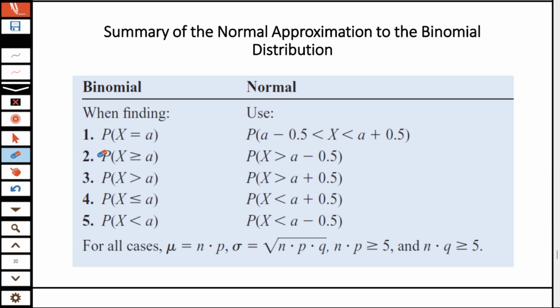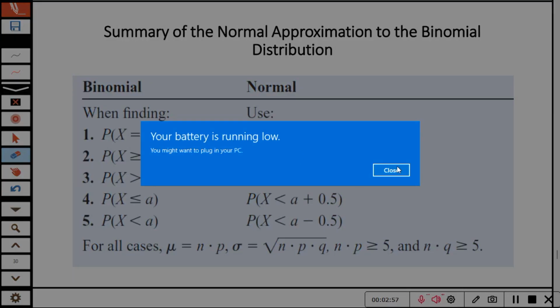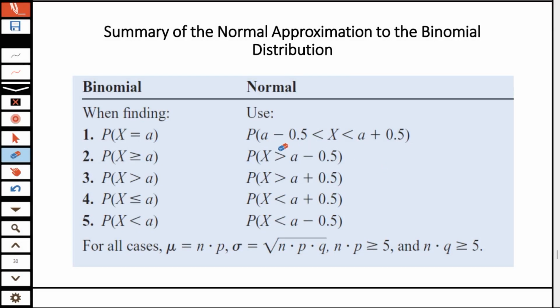The second one is the probability that x is greater than or equal to a. If you have been given a binomial distribution and asked to find the probability that x is greater than or equal to a, this is how you do it. You find the probability that x is greater than a minus 0.5, by subtracting 0.5 from it.